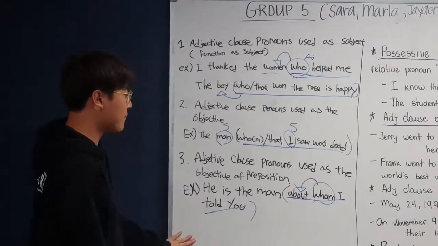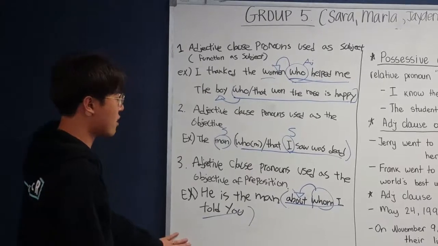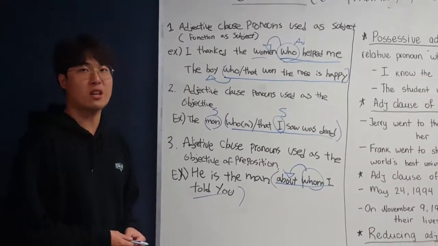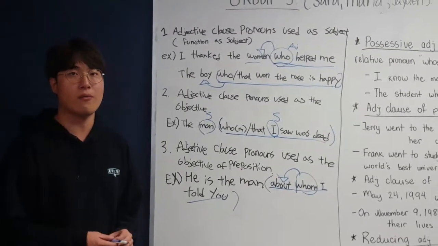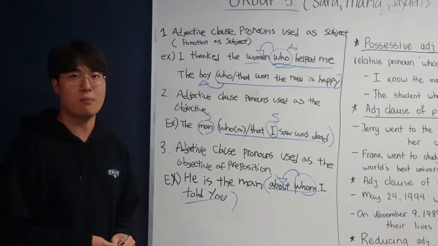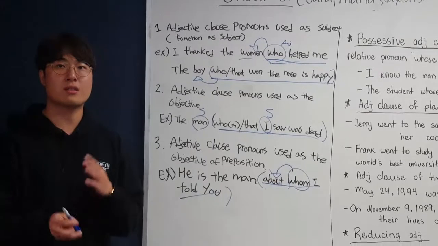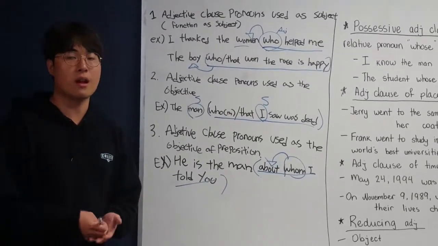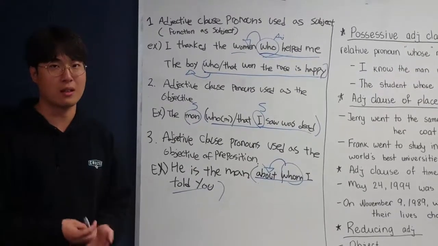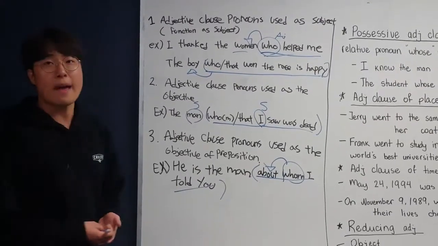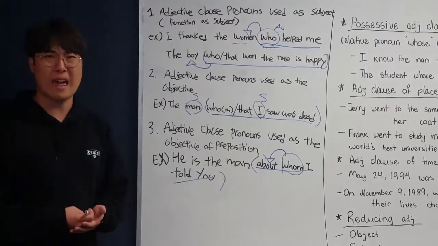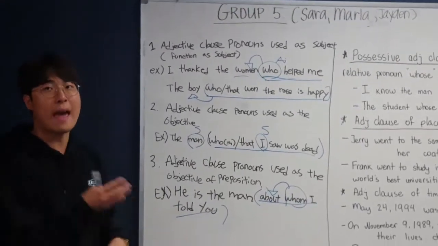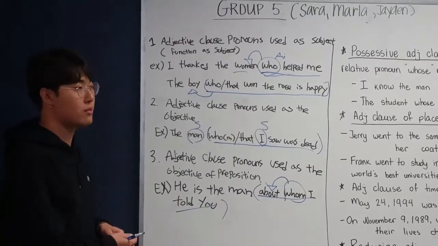And now I'm going to talk about punctuation of adjective clauses. There are three rules. First, do not use commas for restrictive clauses. Second, use commas for non-restrictive clauses. And if you use commas, we cannot use "that" and cannot omit the object pronoun.